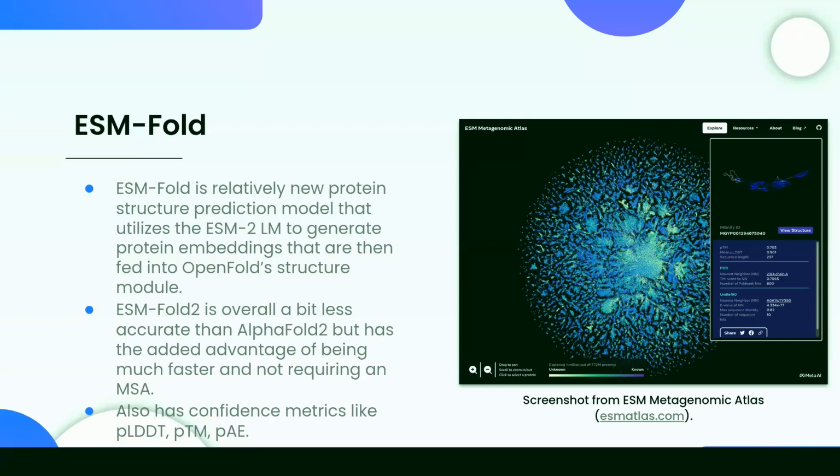On top of that, it's also slightly less accurate overall than AlphaFold. Oh, and because it uses the OpenFold structure module, it also outputs the same confidence metrics as AlphaFold. So yeah, pLDDT, pTM, and PAE.